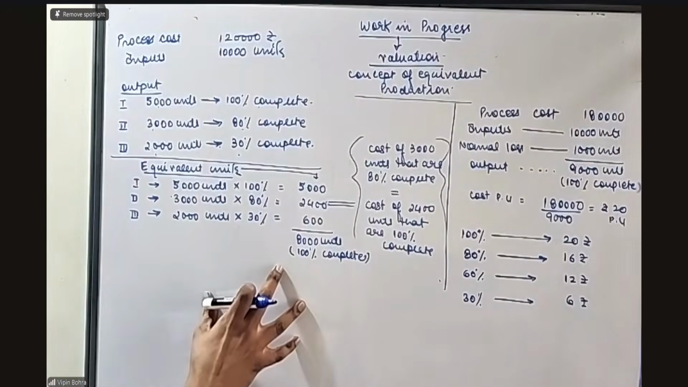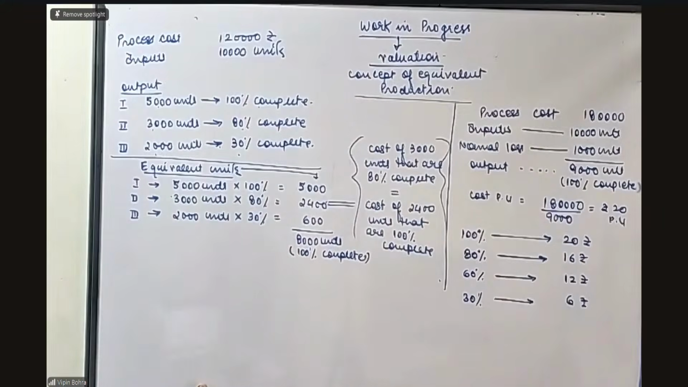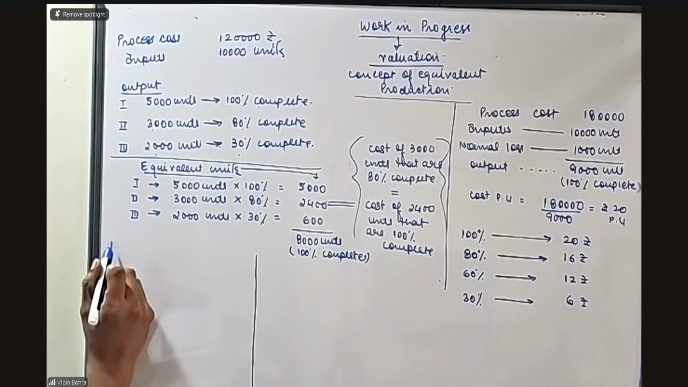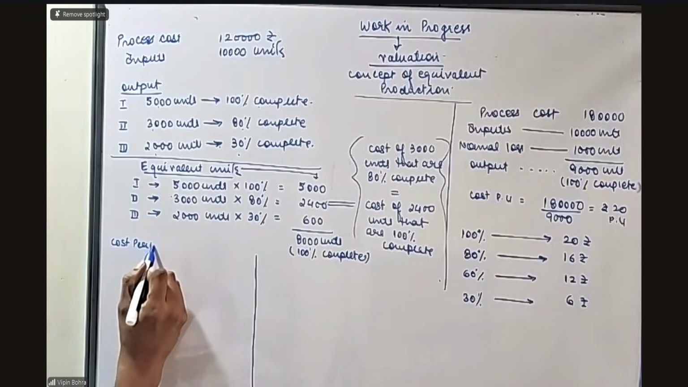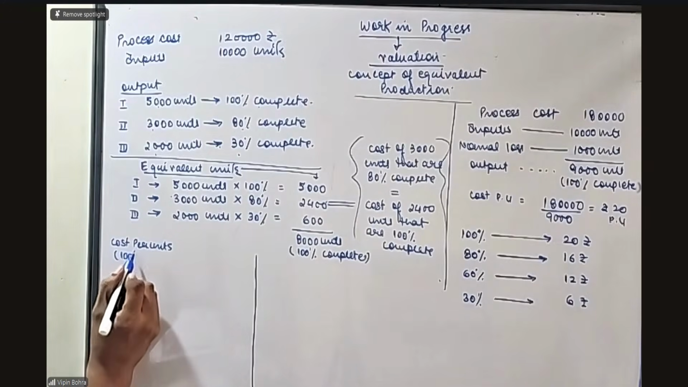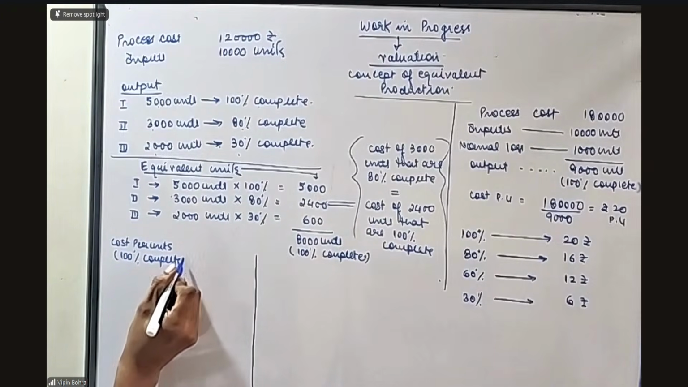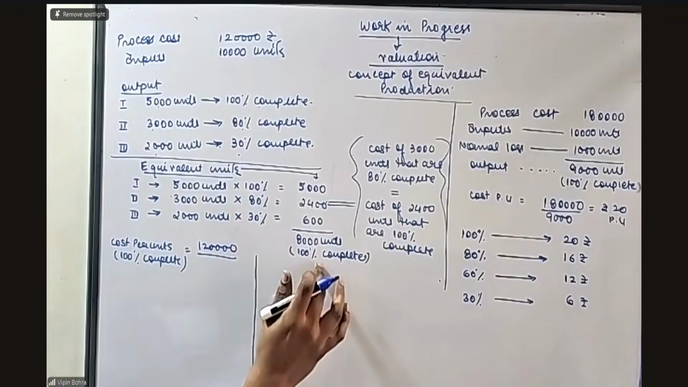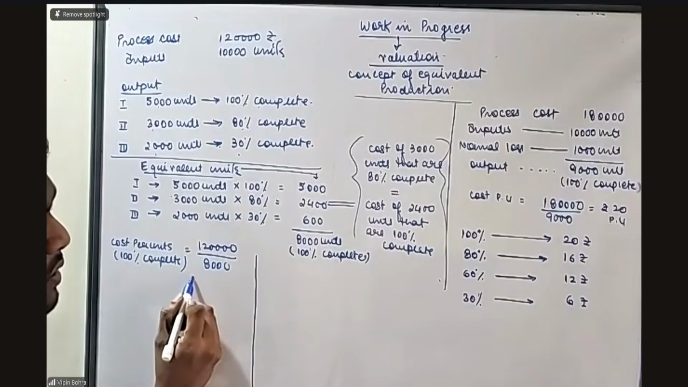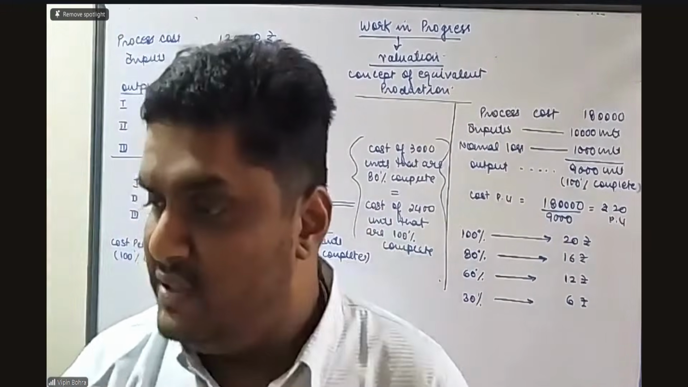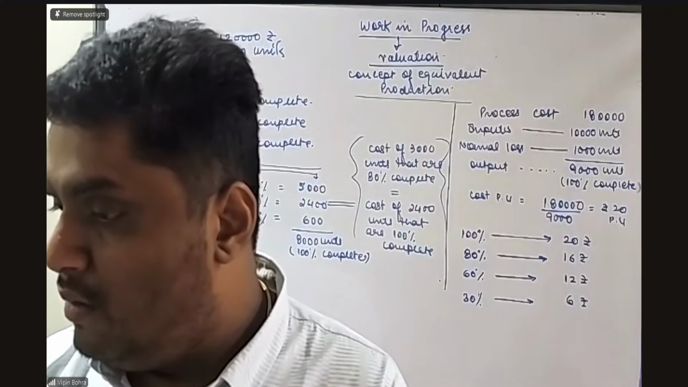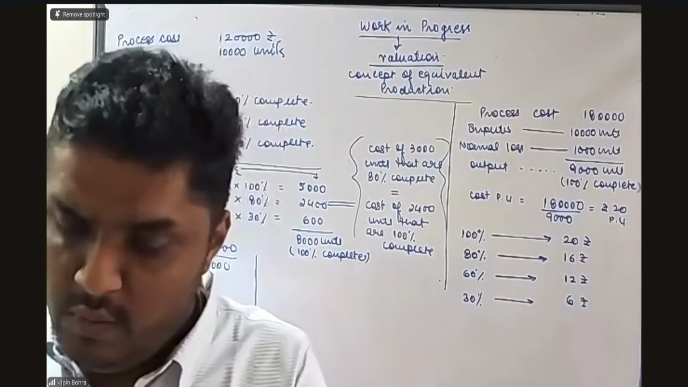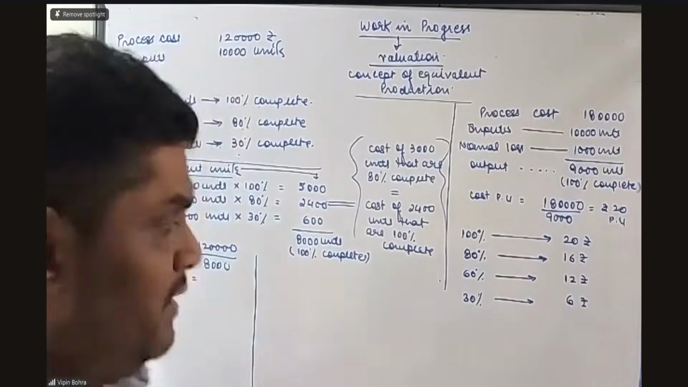So herein we have got the units that are 100% complete. So we can easily calculate the cost per unit of the units that are 100% complete. My total process cost is 1,20,000. My equivalent units are 8,000. So what will be the cost of units that are 100% complete? Yes, Kuldeep, 1,20,000 divided by 8,000, that is rupees 15.